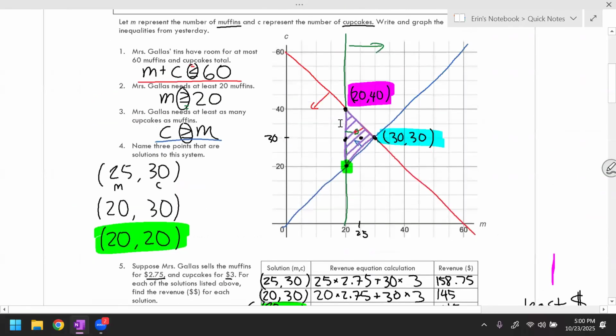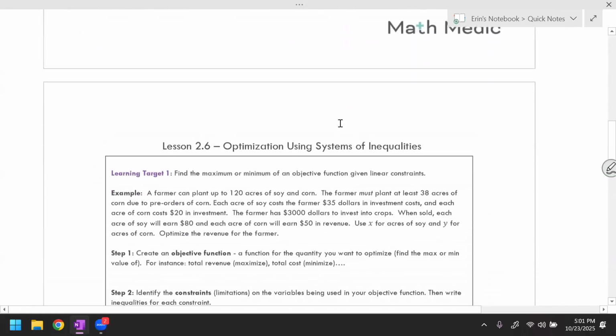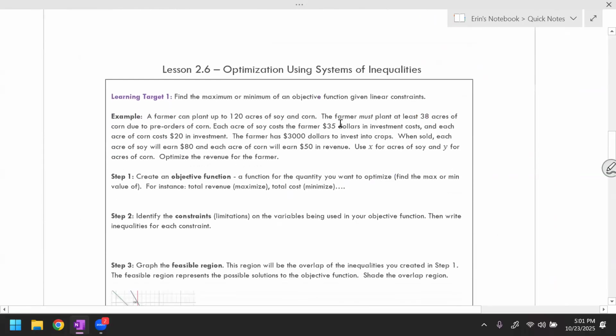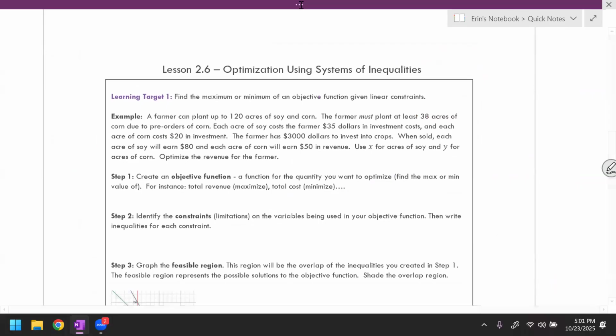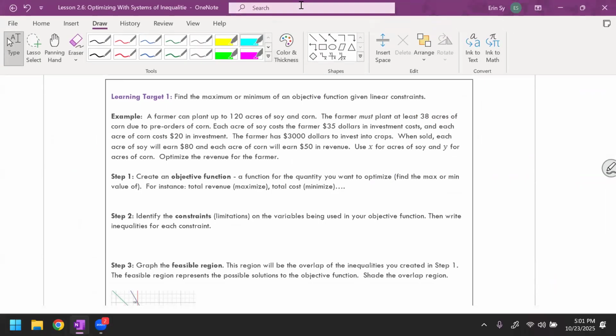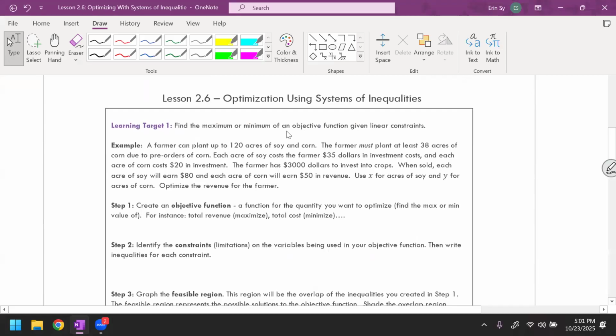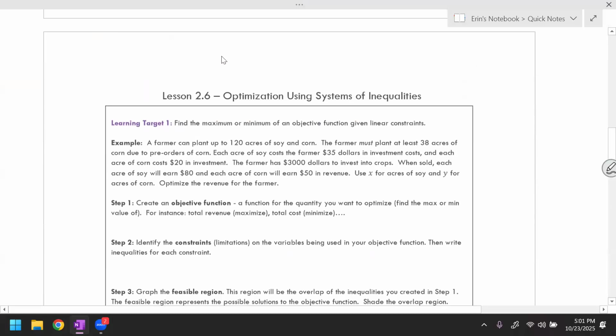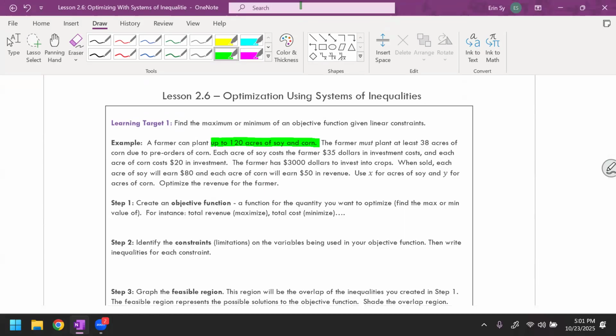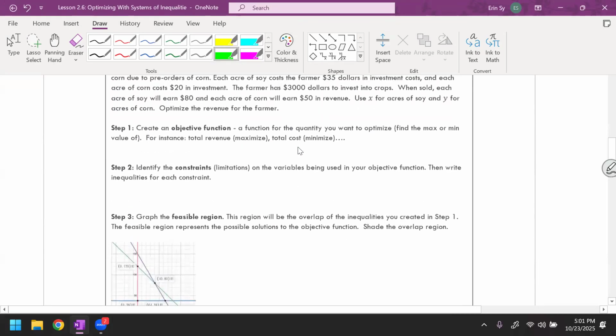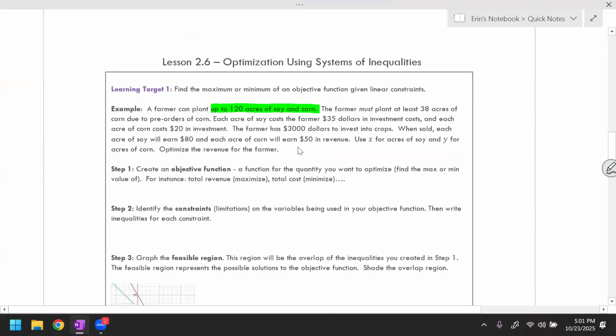Okay. So here's a new example. A farmer can plant up to 120 acres of soy and corn. I'm going to start highlighting these constraints as we go. So 120 acres of soy and corn. Let's highlight that in green. Okay. Now the farmer has to plant at least 38 acres of corn. So I'll highlight that in blue. At least 38 acres of corn. That's because of pre-orders of corn.